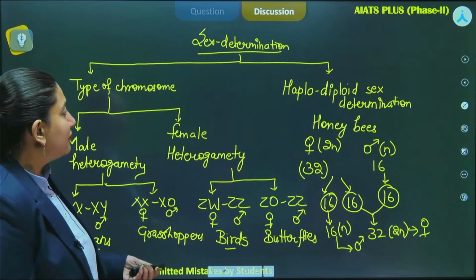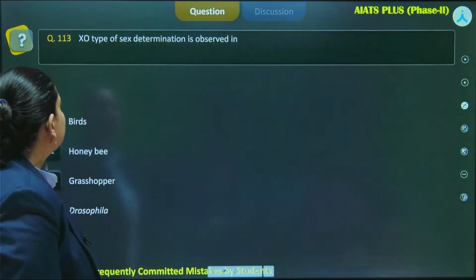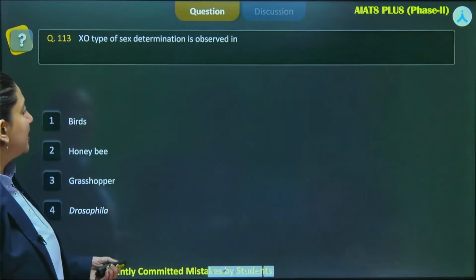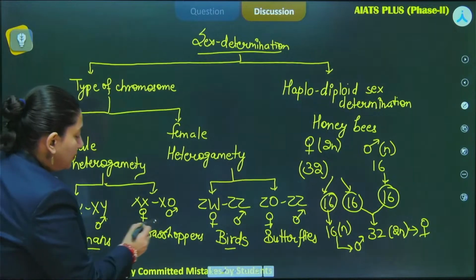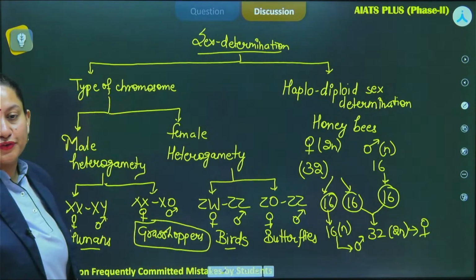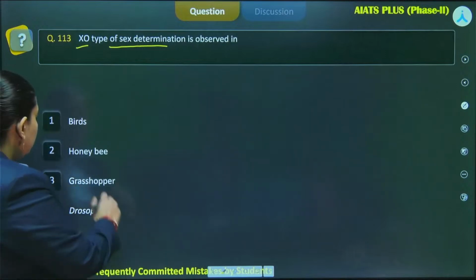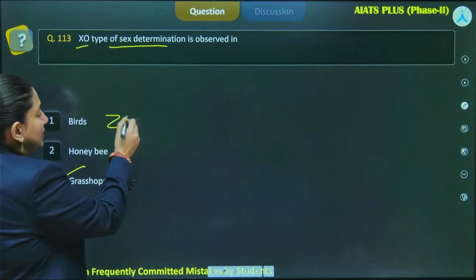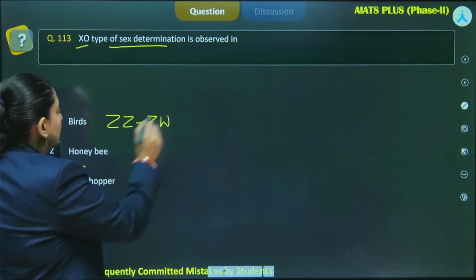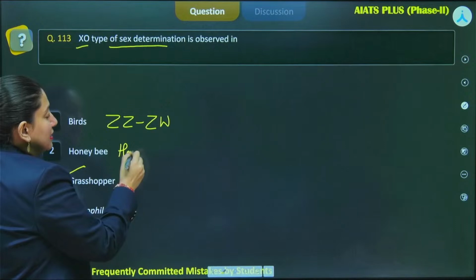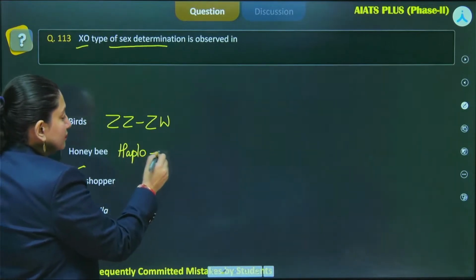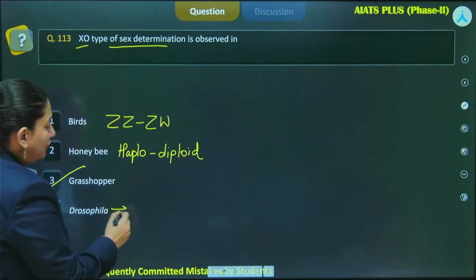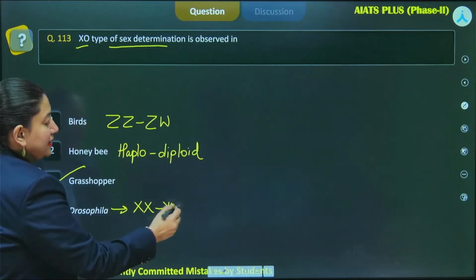So getting back to the question, it says that this type of sex determination could be seen in, right? So as per the chart, we have seen that it could be seen in grasshoppers, right? So over here, it's correctly depicted in option 3. Then we can see birds where, as we have seen, we could see ZZ/ZW types. In honeybee, it is haplodiploid sex determination method. And in case of Drosophila, it will be XX, XY type, right?